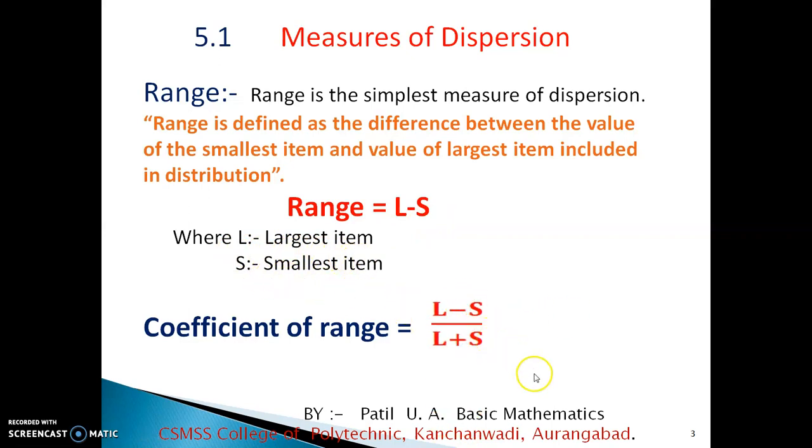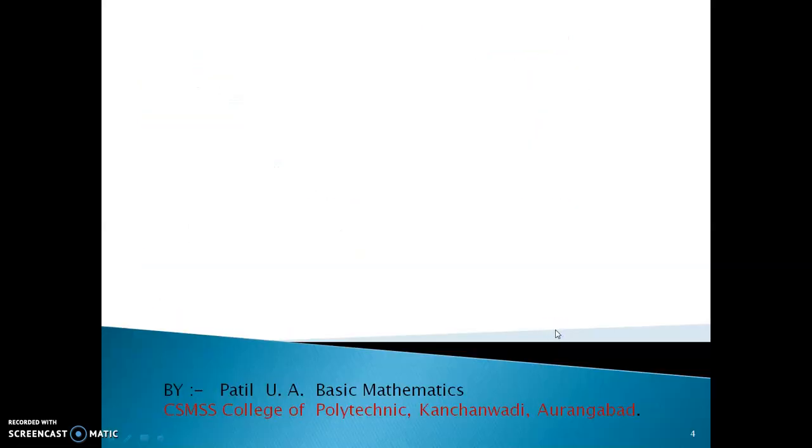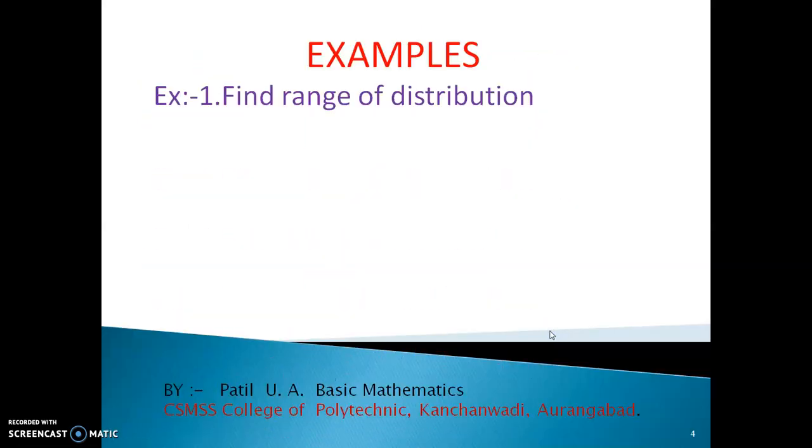Now see the coefficient of range. The formula for the coefficient of range is L minus S divided by L plus S. L is the largest item and S is the smallest item. Now see the examples on range and coefficient of range.